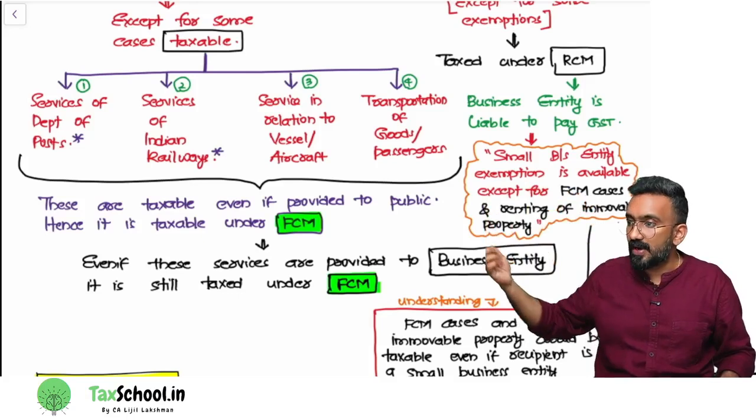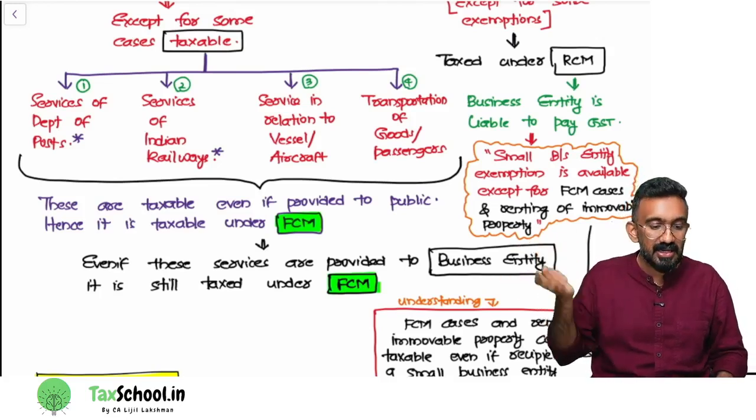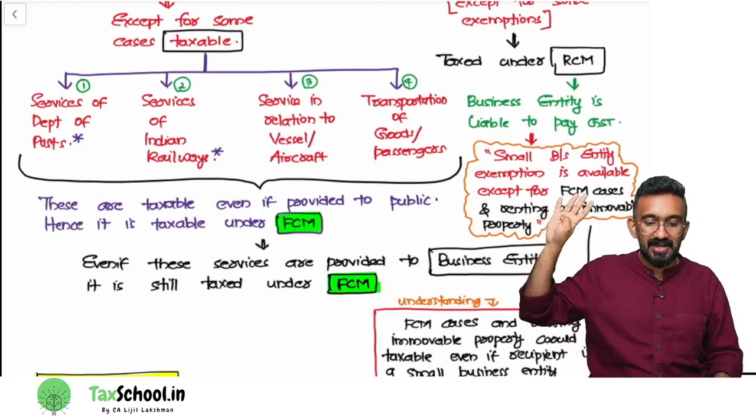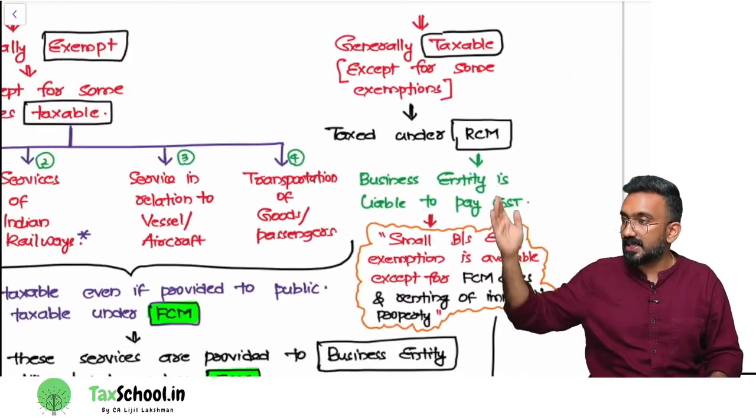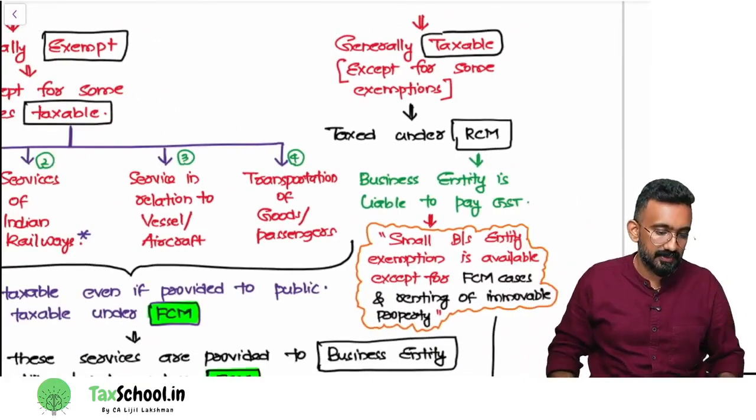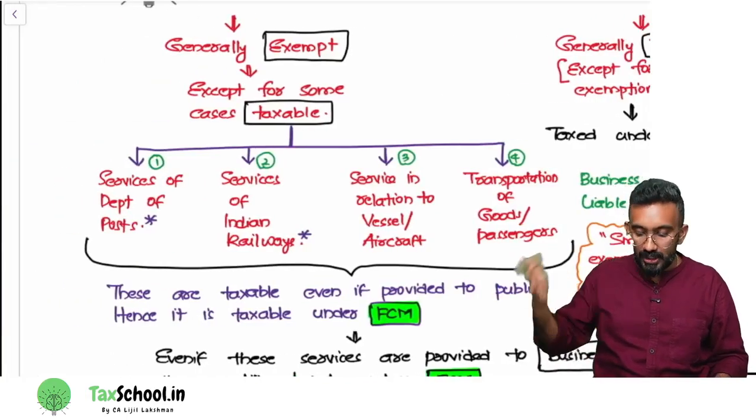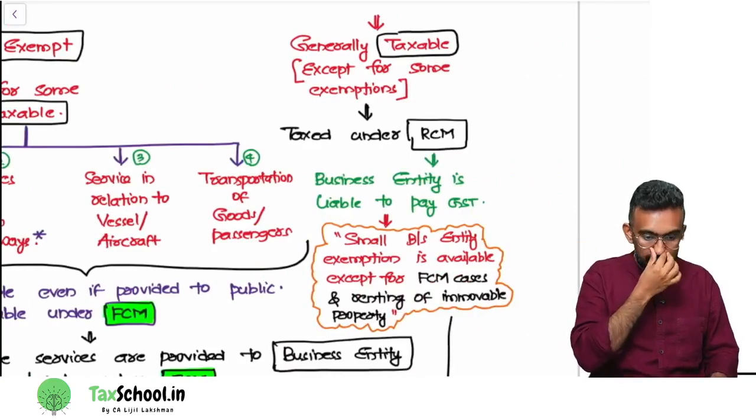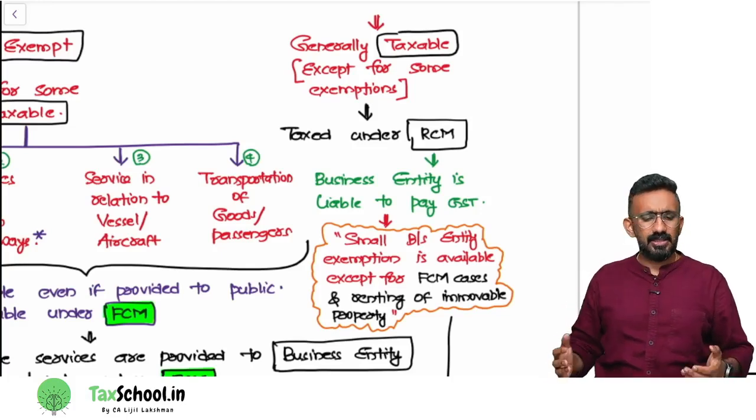For these four services, look at the wordings that I have written here, even if these services are provided to a business entity, they will still be taxable under FCM. Which means apart from these four services taxable under FCM to business entity, all other services provided to business entity would be taxable under RCM. That is your understanding. So we can say: for services to business entity, FCM for these four, all other services to business entity RCM. Are you guys understanding the structure? Okay. It is logical also, right?